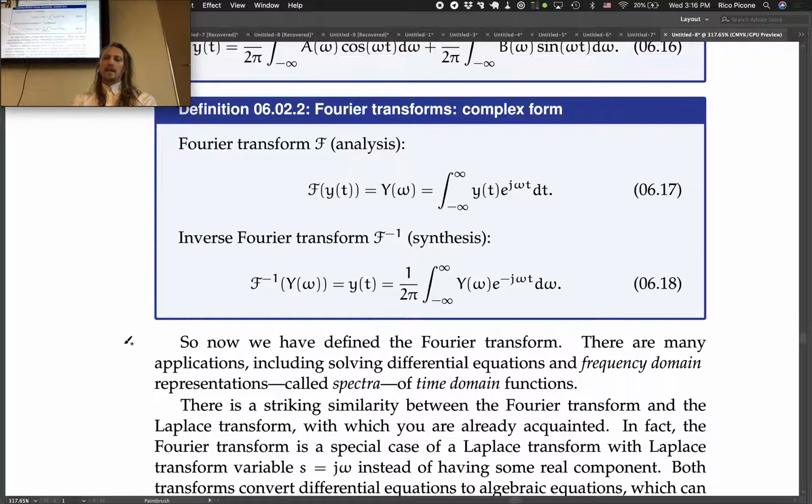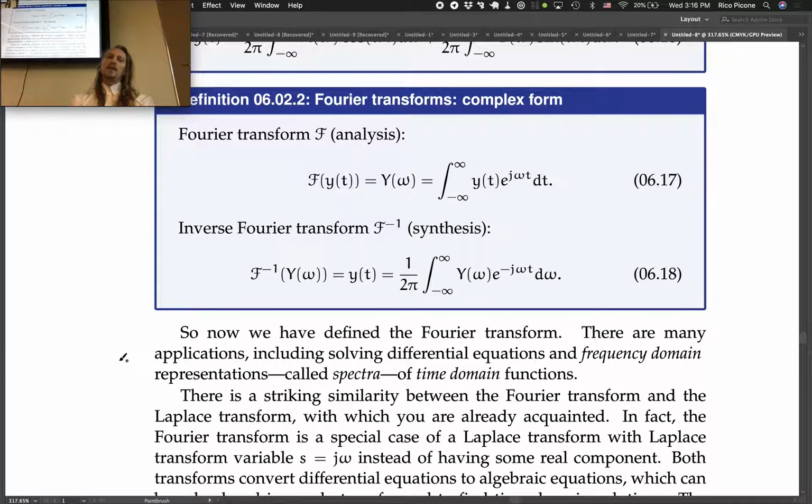So we defined it. There are many applications for this, including solving differential equations and frequency domain representations called spectra of time domain functions. So you can take like a Dirac delta function, a unit step function. These things are aperiodic, but they still have Fourier transforms associated with them. So the Fourier transform is really nice.